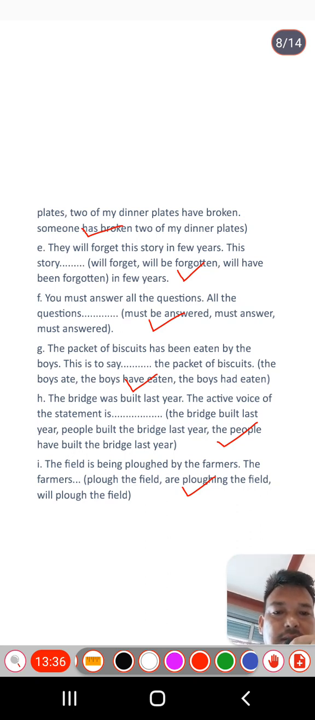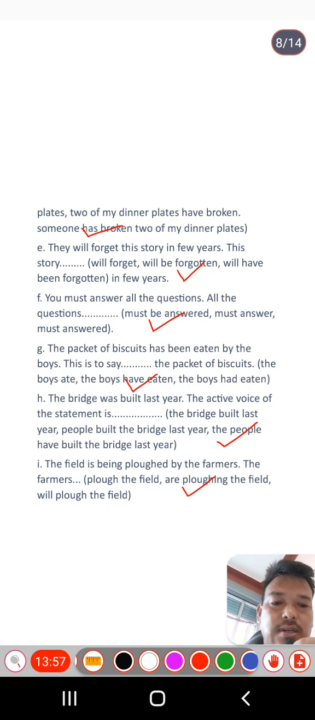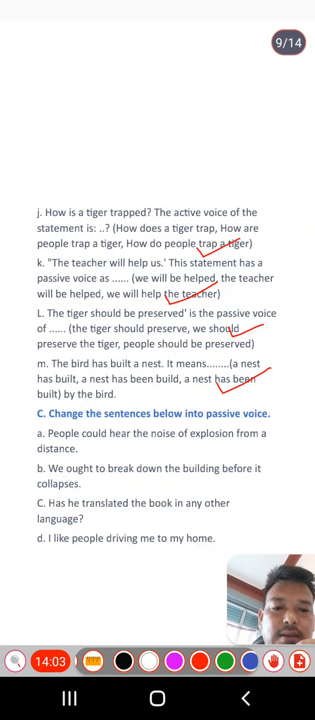The bridge was built last year. The active voice of the statement is: the people have built the bridge last year. The last one, that is I number, the field is being ploughed by the farmer. The farmer is ploughing the field. Yes, so this is all about your exercise B from the grammar part. Now move to the next. J number, how is a tiger trapped? The active voice of the statement is: how do people trap a tiger?